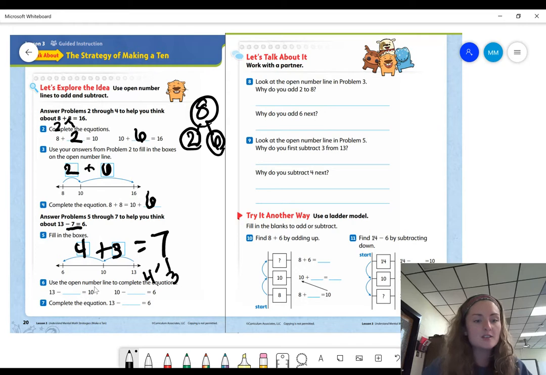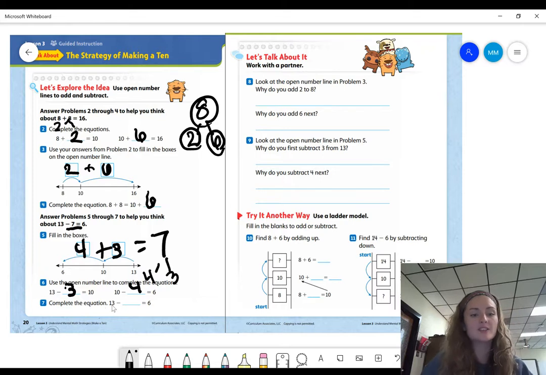So it says use the open number line to complete the equation. Well, we already did that. So now it wants us to fill in the missing parts. How many did we take from 13 to get 10 left? How many did we take away? We took 3 away. 13 minus 3, we'll have 10 left over. And how many did we take from 10 to have 6 left? We took 4. We went back 4.